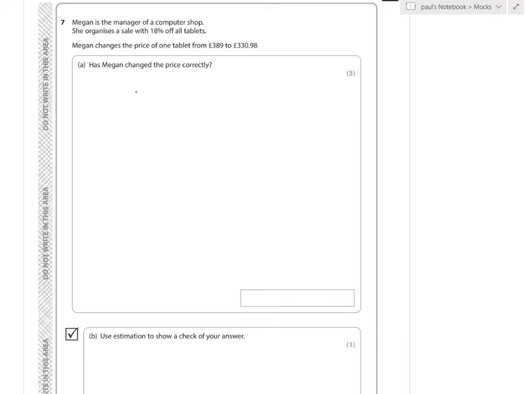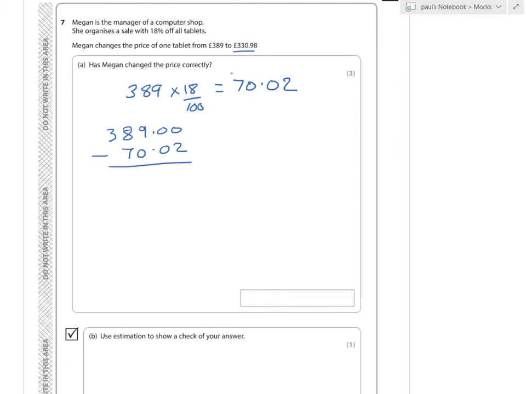Okay. So it would normally be 389 times 18%. Work out what that is. 389 times 18 divided by 100 is 70.02. So if I do 389 minus the 70.02, that should give us our new price there.